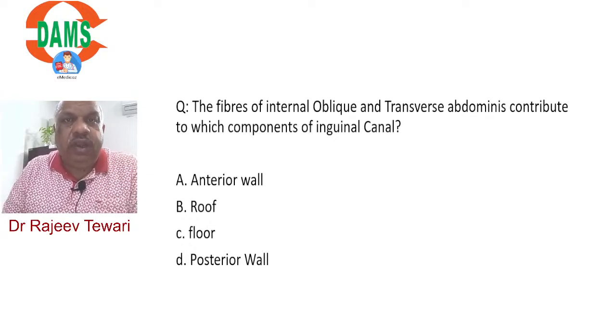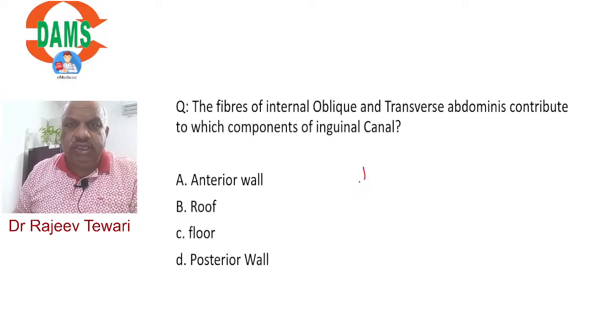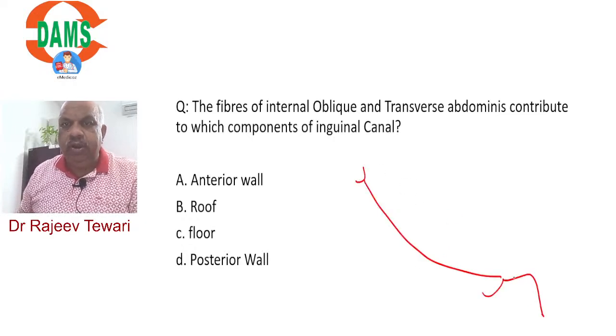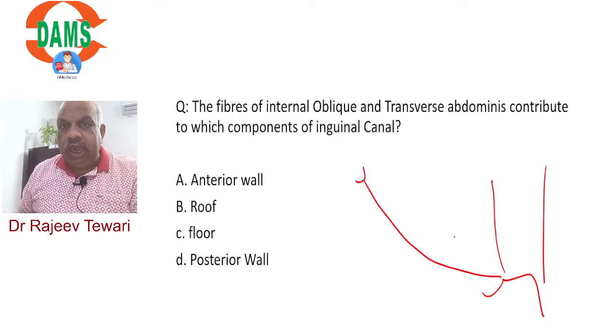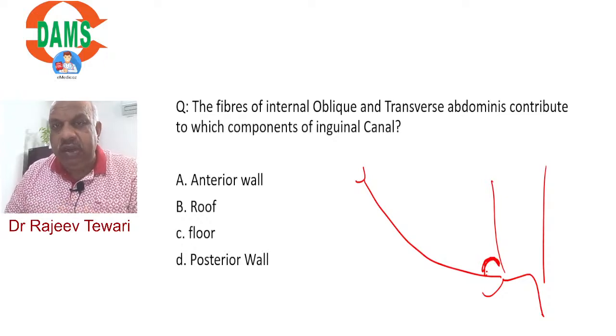The fibers of internal oblique and transversus abdominis contribute to which component of the inguinal canal? You see, this is ASIS, inguinal ligament, pubic tubercle and rectus. The anterior wall of the inguinal canal, external oblique, forming the external ring. External oblique is the anterior wall. Laterally, here will be the internal oblique.